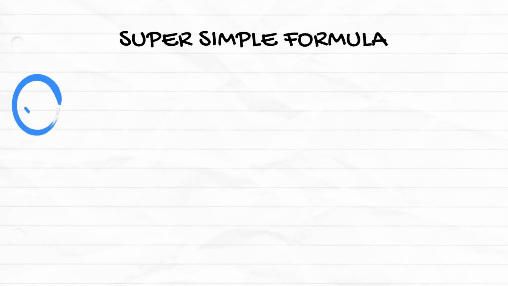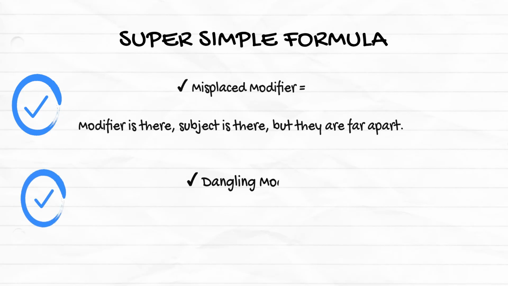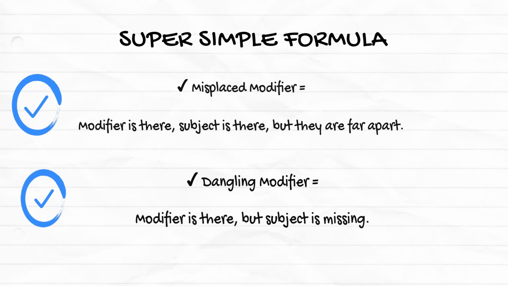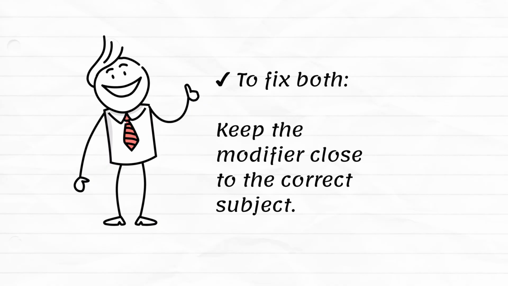So, the super simple formula is, misplaced modifier means modifier is there, subject is there, but they are far apart. And dangling modifier means modifier is there, but subject is missing. To fix both, keep the modifier close to the correct subject.